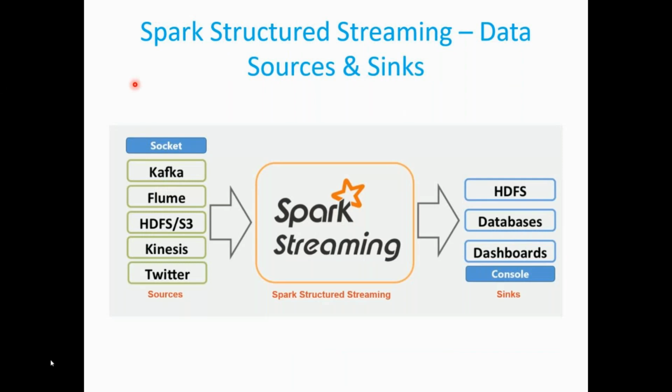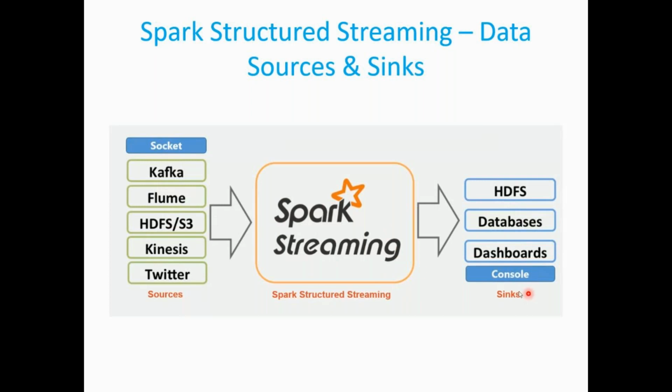On the left hand side, you can see the list of all the supported streaming sources. You can use Socket, Kafka, Flume, HDFS or S3, Kinesis, Twitter. All these are your sources. On the right hand side, you have your sinks such as HDFS, database, dashboard, or console. All these are going to act as your sinks. So you take the data from your source, process the data using Spark Structured Streaming, and push the final processed data into any of the sinks.